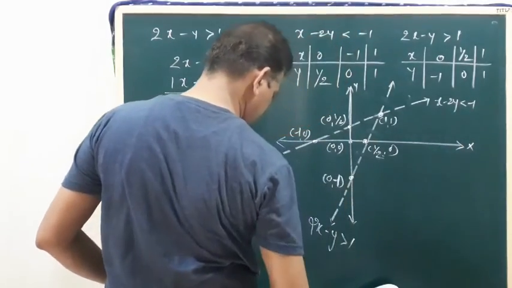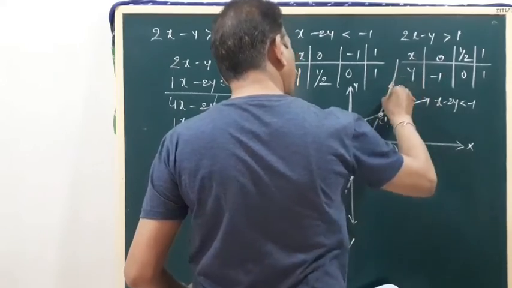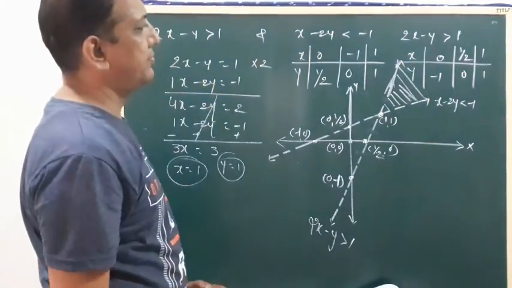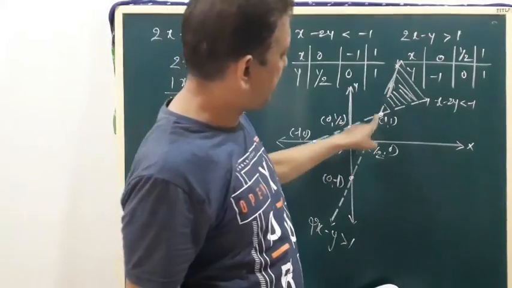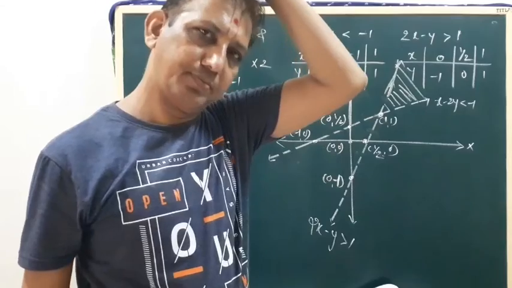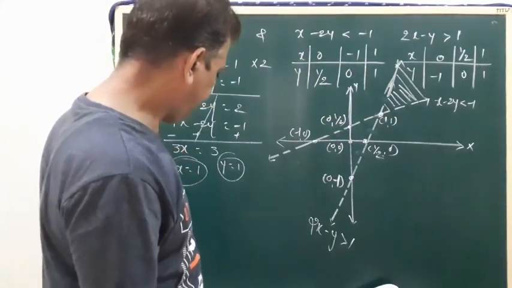So common portion is what? This one. You can extend also, and this one is the common. Alright? Again V shape. Common shape. The common region, right? Okay?